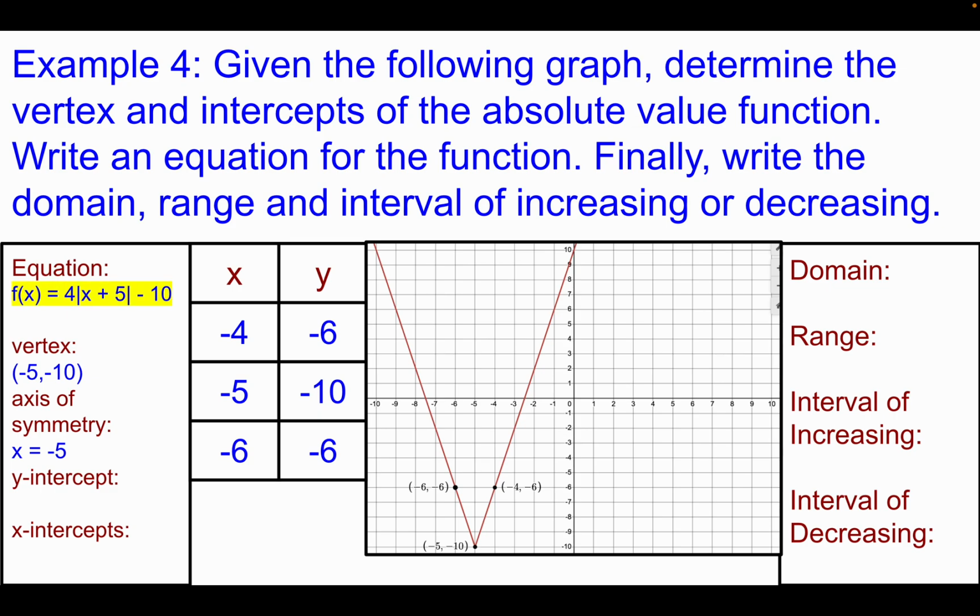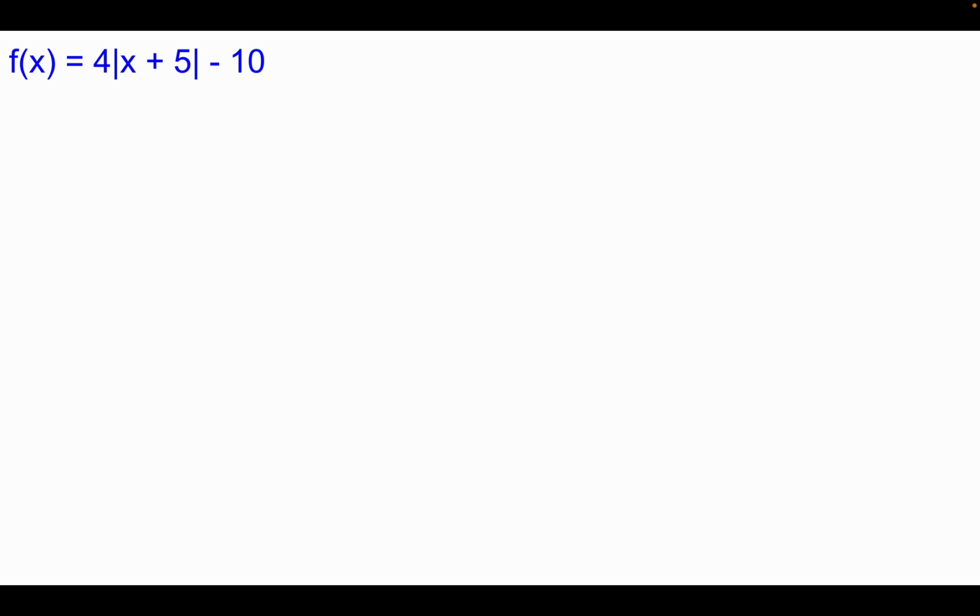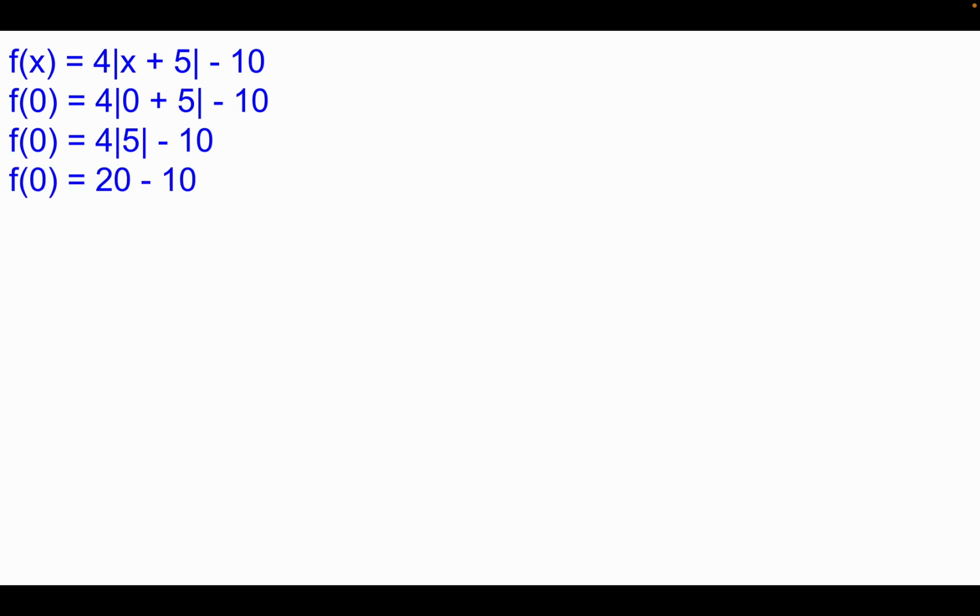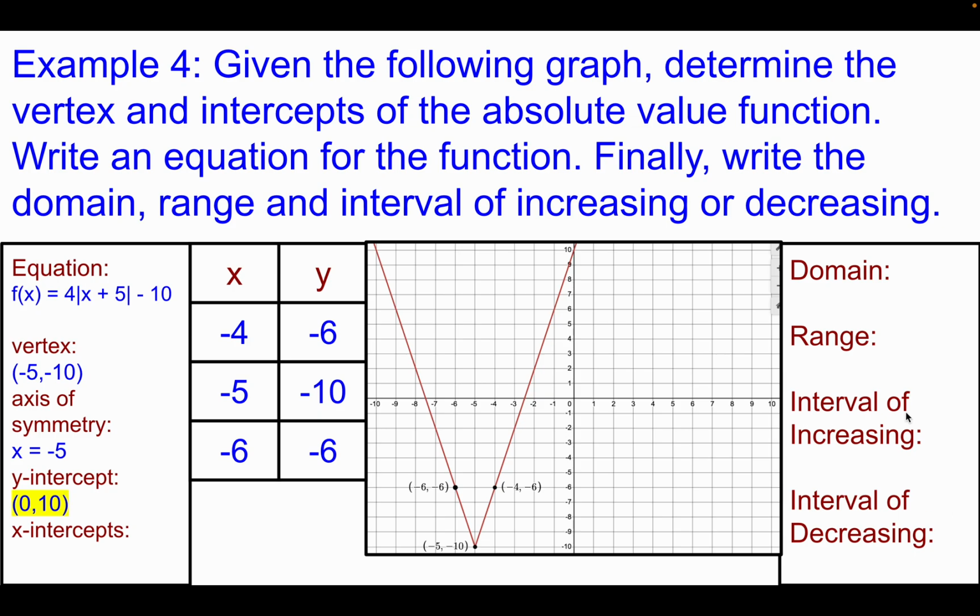Now I'm going to take my equation and solve for the y-intercept. The way that I'm going to do that is I'll take my equation and I'll put in 0 for x. 0 plus 5 is 5. Absolute value of 5 is 5. 5 times 4 is 20. And 20 minus 10 is 10. So my y-intercept is at (0, 10). You can also see this up at the top of the graph if you wanted to eyeball it.